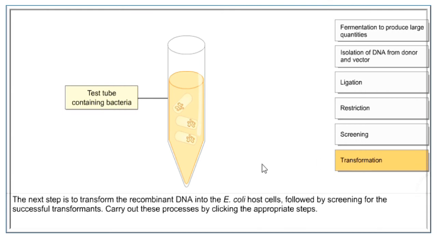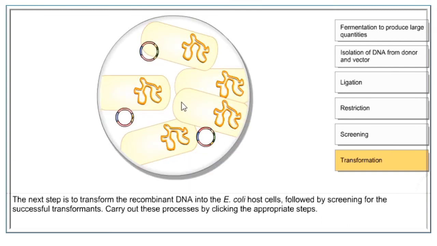Okay, in transformation, the plasmid will be transformed into the host cell. When we look at the host cell, the bacteria, some take the plasmid and some do not take the plasmid. The bacteria that do not take the plasmid will die. The ones that take the plasmid we need to take through the screening process.